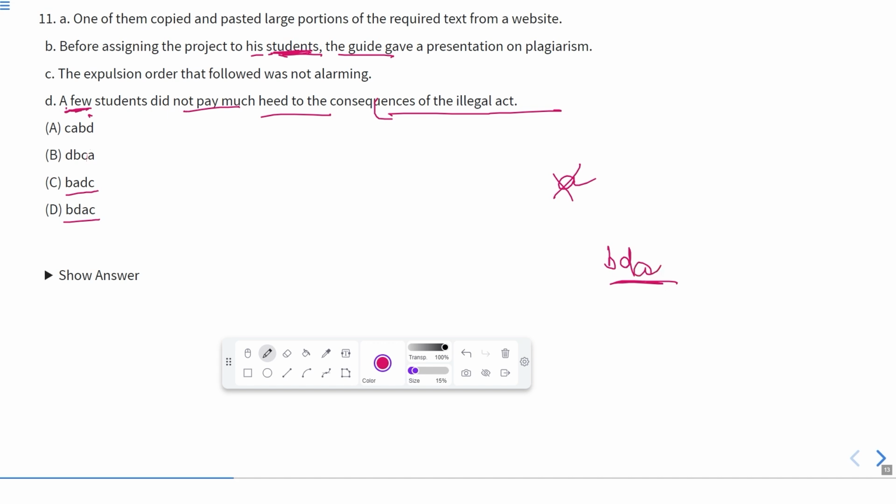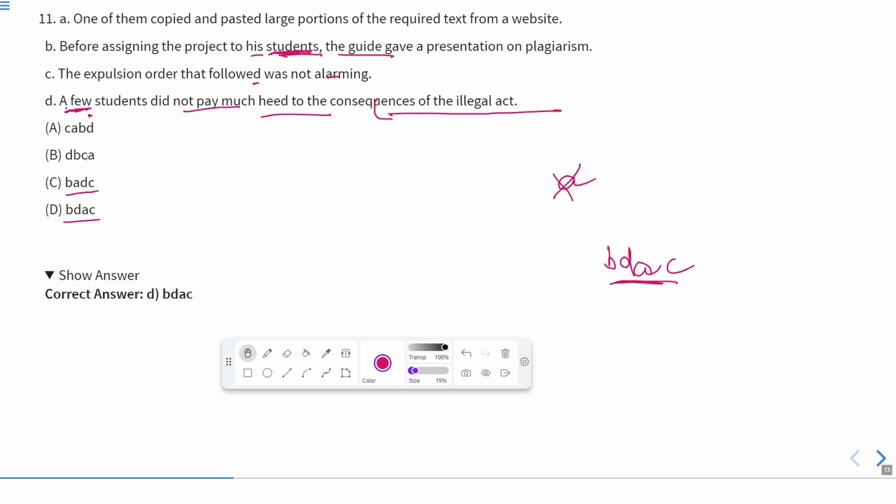Large portions of the required text from a website. The expulsion order that followed was not alarming. It means it was not shocking. Okay, so C will be the last sentence. So according to this, the correct sequence should be BDAC.